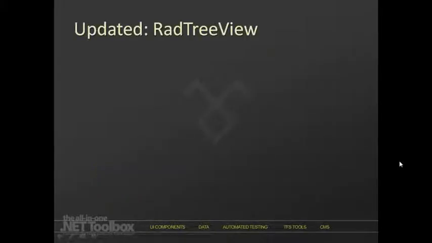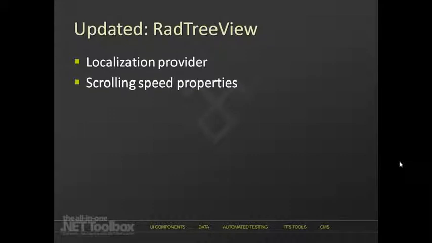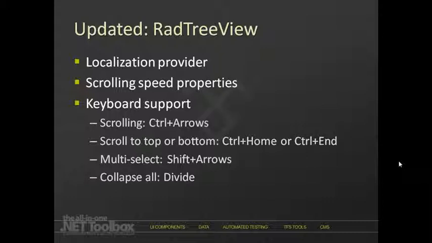We've also updated the RadTreeView. The RadTreeView now features a localization provider. It now has scrolling speed properties, and it also features keyboard support, much like the RadGridView. You can now scroll through the tree view using Control plus the arrow keys. You can scroll to the top or the bottom using Control Home and Control End. You can also multi-select by pressing Shift and the arrow keys. And if you press the divide key on a node, it will collapse all nodes underneath it.